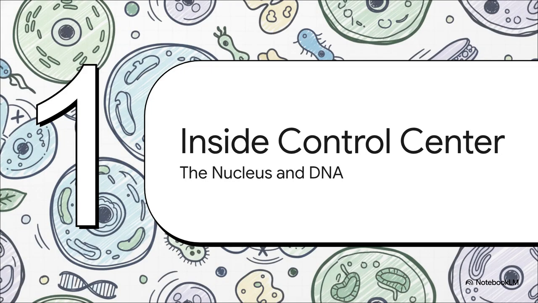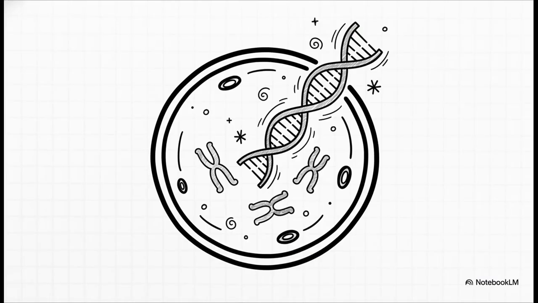Let's step into Section 3, inside the control center, the nucleus and DNA. Think of the nucleus as a highly guarded vault. It's surrounded by a double-layered membrane featuring these tiny little pores that tightly control what goes in and out. But inside is where the real magic happens.